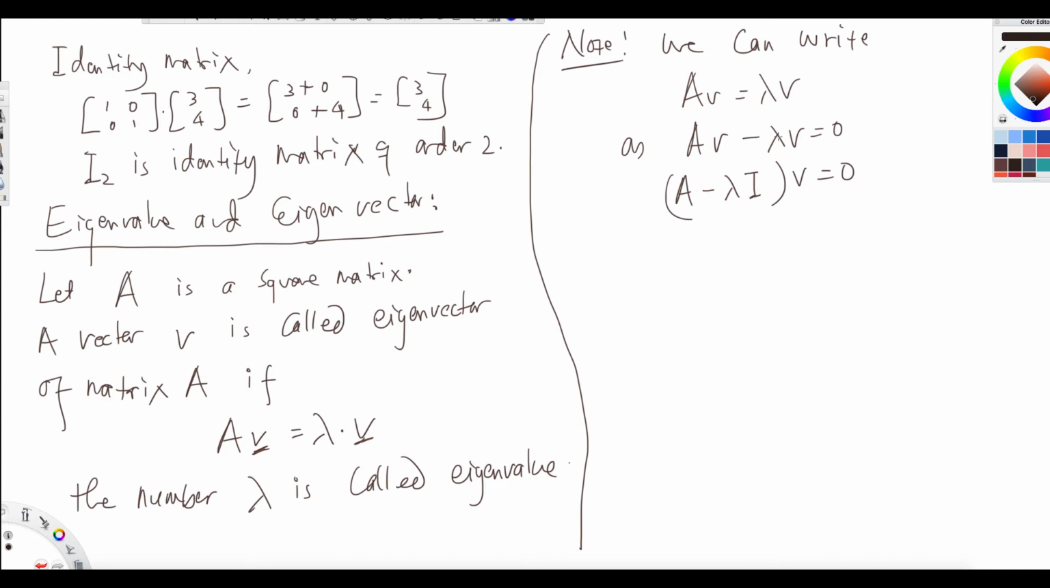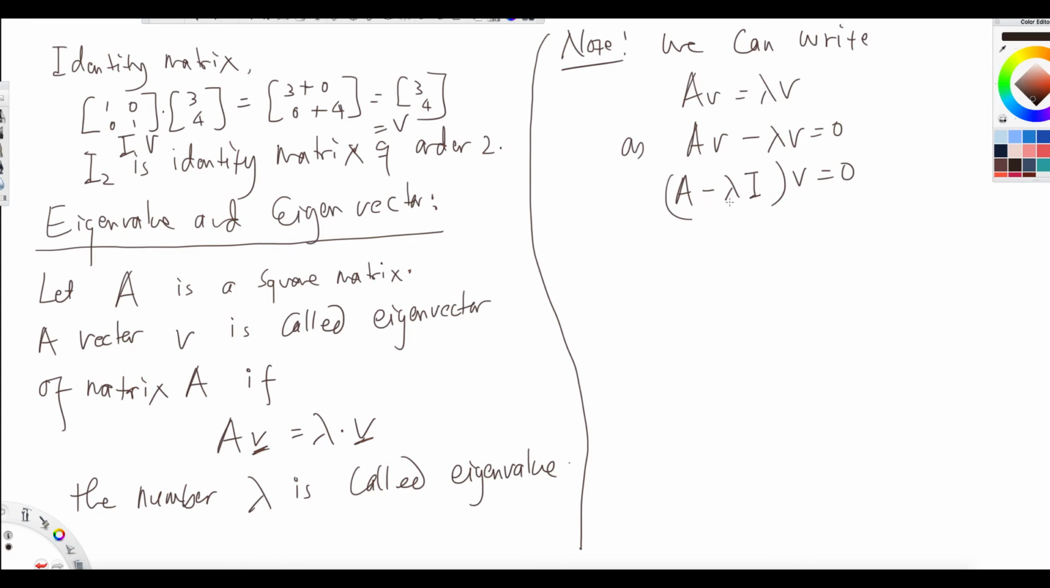And why can I write lambda v as lambda times I and then v? Because if you distribute this, you will get A times v minus lambda times I times v. Because I times v is v itself, right? This is like I times v equals to v. We got that here, right? So if you multiply I, the identity matrix, to any vector, you will get the same vector. That's why you can write down that I is like 1 in a number, okay?